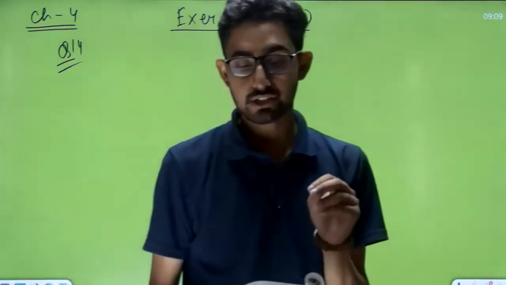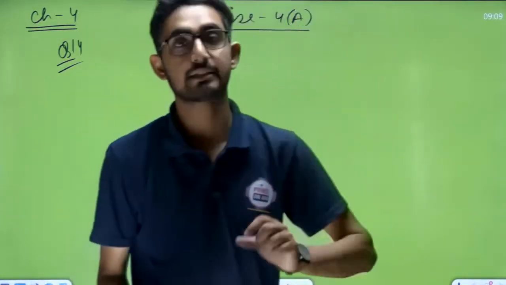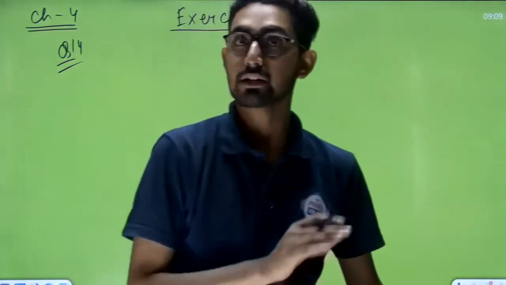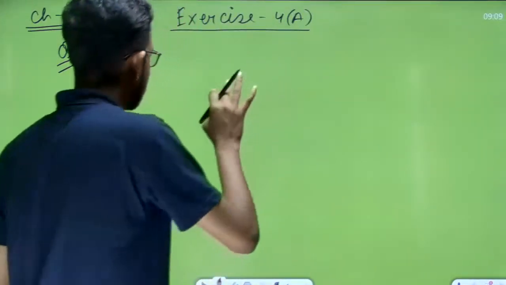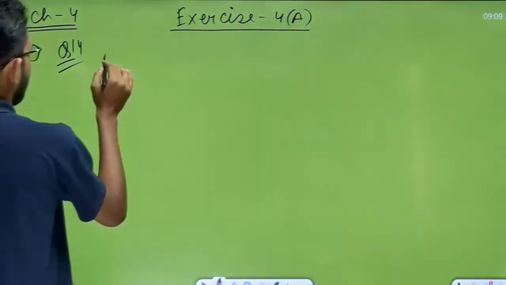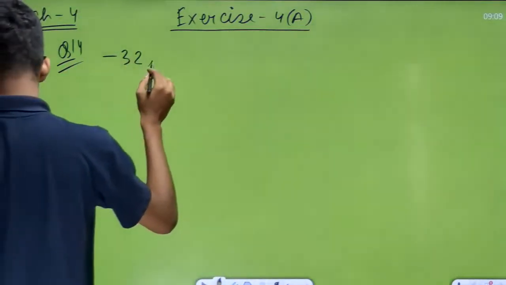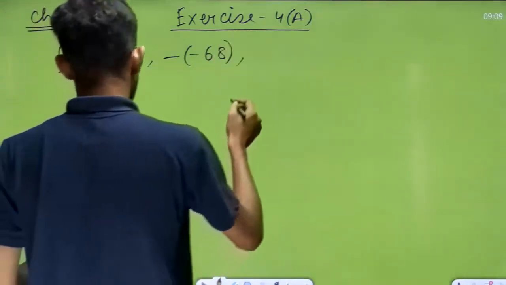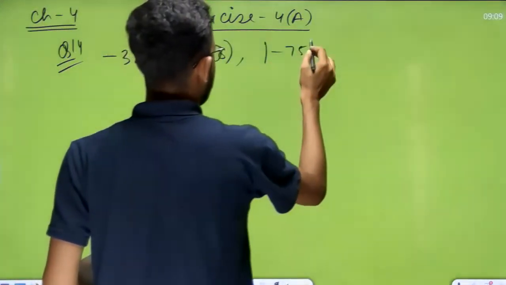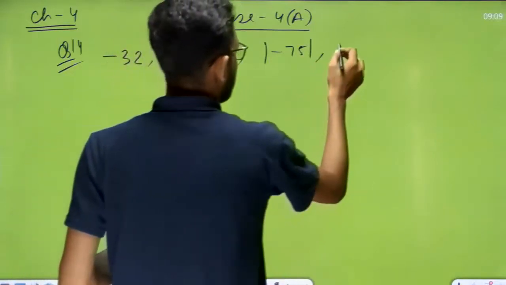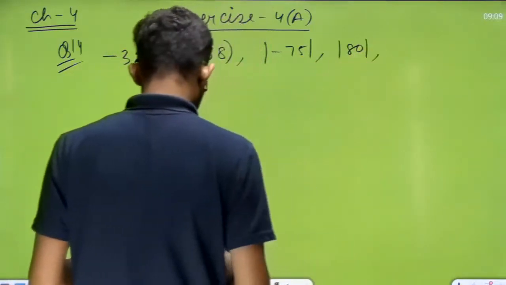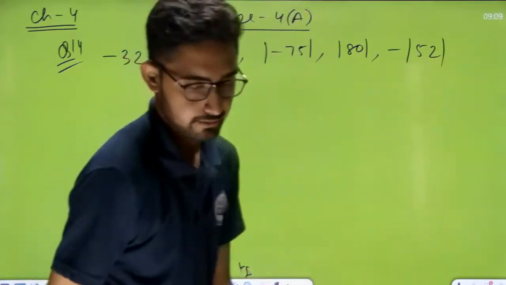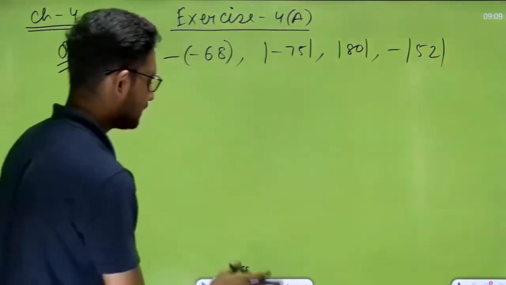But all the questions, the numbers, the integers that are given, are in different form. I know many of the students will be confused, but do not be confused. Very easy question. Just I am writing here. Try to understand. Minus 32, minus of 68 and mod minus 75, mod 80 and minus mod 52. This is your question. Now all of you see here properly.